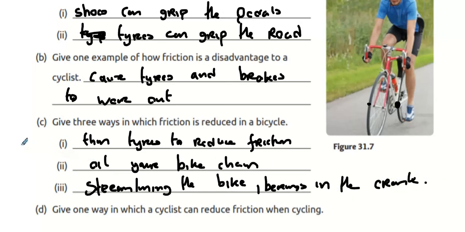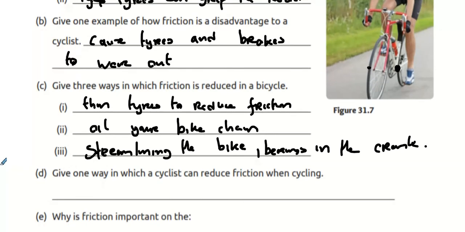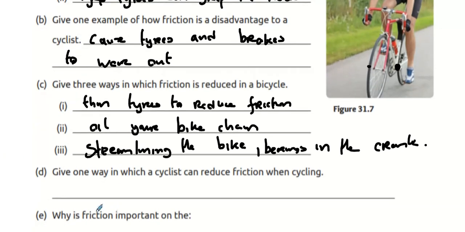Give one way in which a cyclist can reduce friction when cycling. Wear streamlined clothes. In some cases, some cyclists shape their legs to reduce air friction, but we won't go into that. You don't really see cyclists with hairy legs.